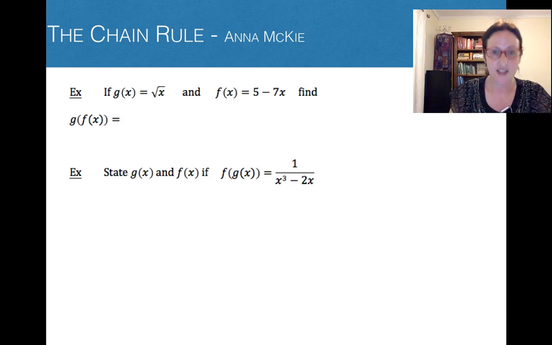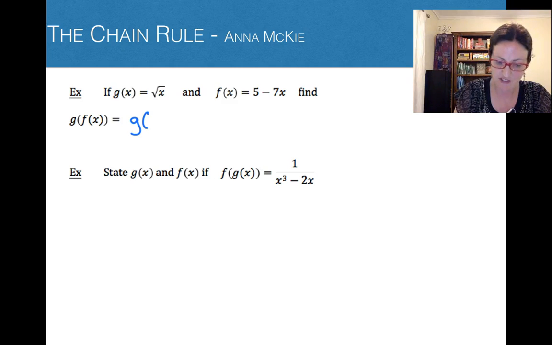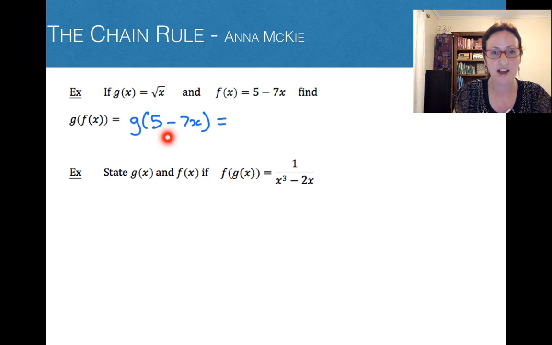A bit more practice. If here's our f of x function and here is our g of x, we need to take this 5 take 7x and put it inside the g of x function. So first of all, we would write g of f of x, putting in the f of x, and now putting this part, the 5 take 7x, in to where you see an x of the g function. So that becomes the square root of 5 take 7x.